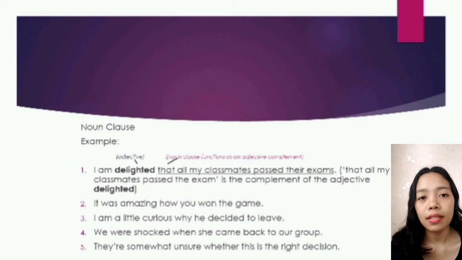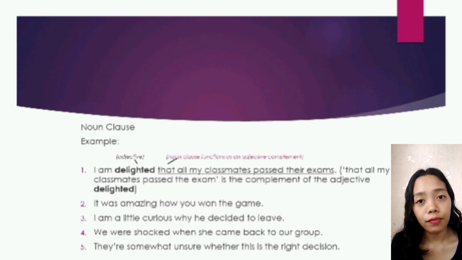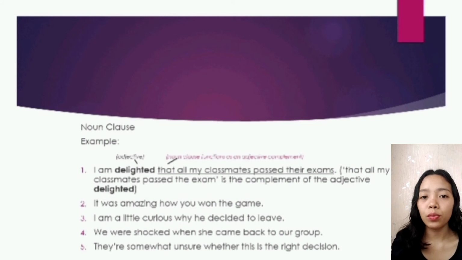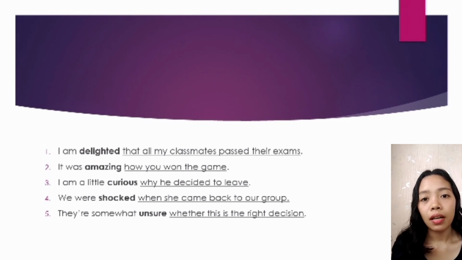First example is, I am delighted that all my classmates passed their exams. So, the words that all my classmates passed their exams is the noun clause acting as an adjective complement modifies the adjective delighted. So example number 2. It was amazing how you won the game. How you won the game complements the adjective amazing.